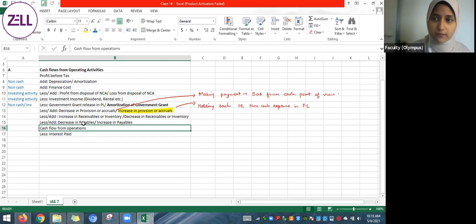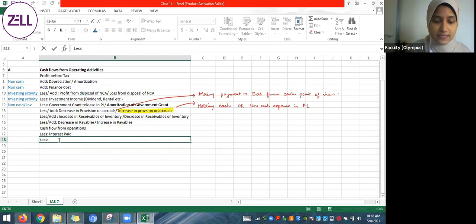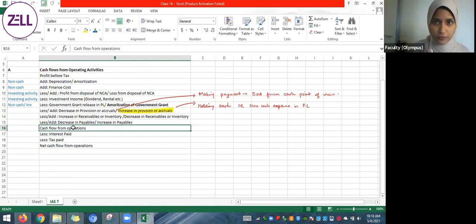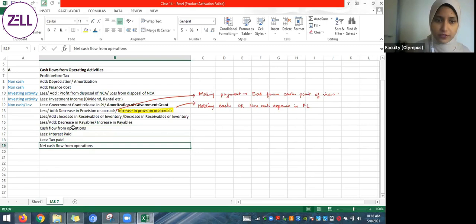Up till cash flow from operations, I didn't want any impact of interest element. Just like in P&L, you sometimes present PBIT, profit before interest and tax. Same way, I don't want any impact of interest up to this point. After that, I will do a less interest paid. I will also do a less tax paid. Now I'll get my net cash flow from operations. So this is a presentation technique. Up till this point, I want my cash profit figure exclusive of any interest and tax impact. After that, I want to see how much remains after paying interest and tax. Purely presentation.